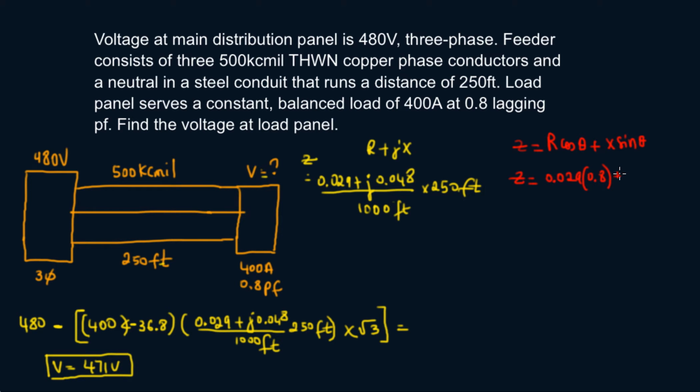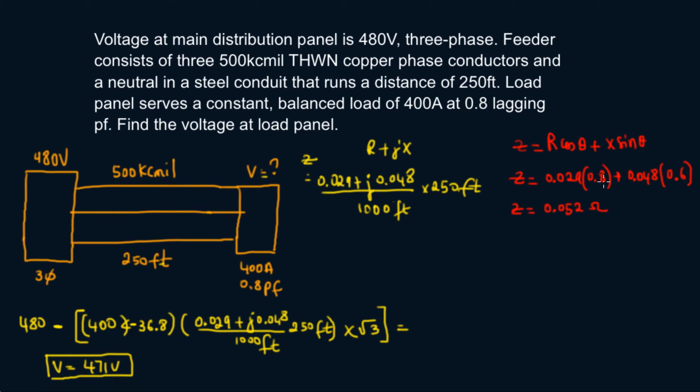and there's no J here though, so be careful when you do this, 0.048 times sine of theta. It would be sine of 36.6 for the power factor, that's 0.6, and this Z is equal to, what did I get, 0.052 ohm.